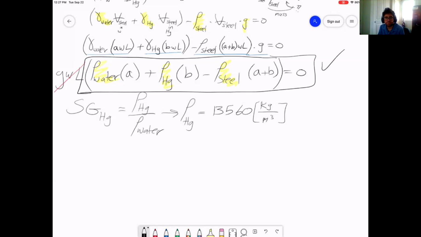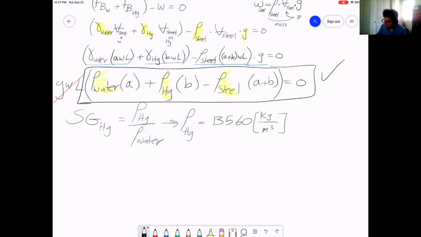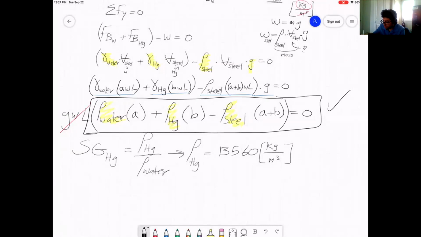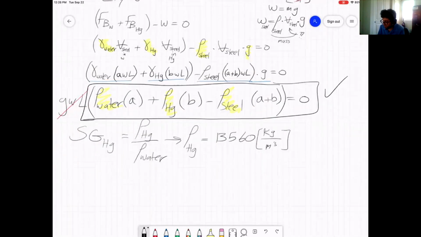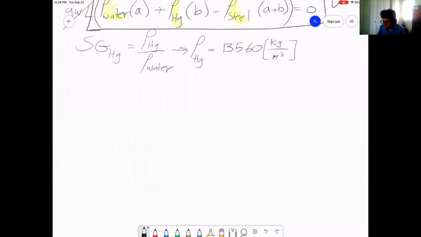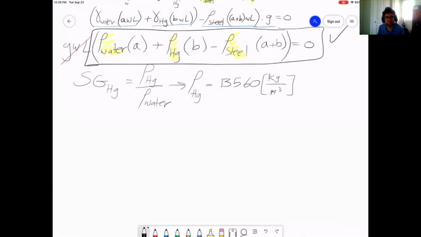After doing all this manipulation with the formula, all you need is the densities and the ratio, and that's it. I can solve the problem. Okay, that's good. Hopefully that's helpful. Yeah, that is. Good.